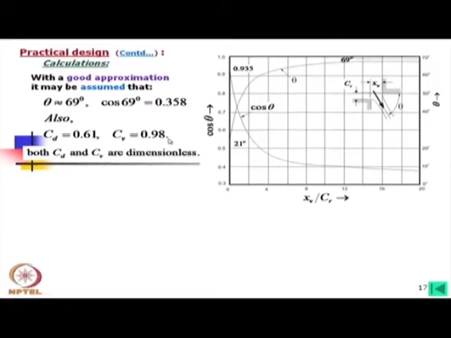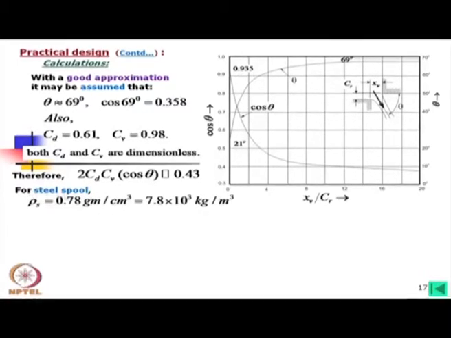That means it is very close to 1, and both CD and CV are dimensionless, and therefore, 2 CD CV cos theta is approximately equal to 0.43. This approximately becomes 0.43. Okay. And for a steel spool we can consider 7.8 grams per centimeter cube.